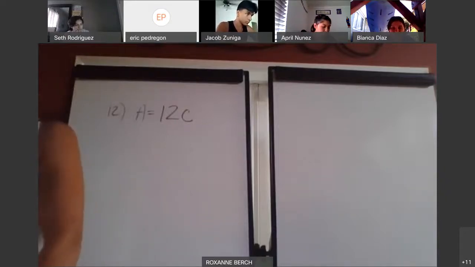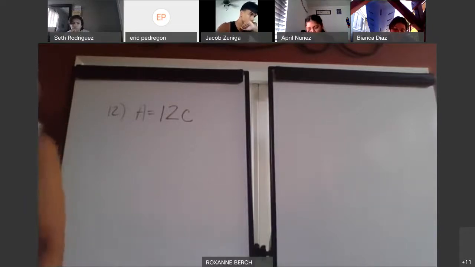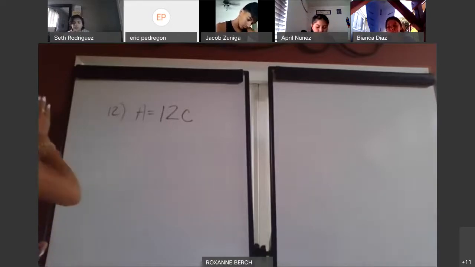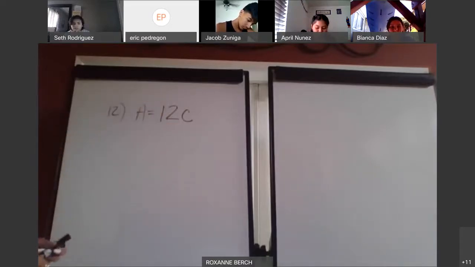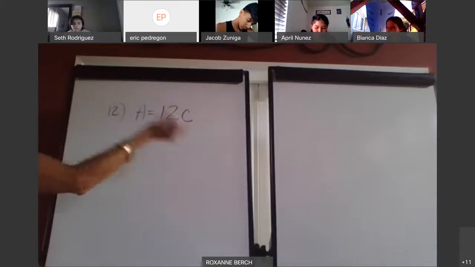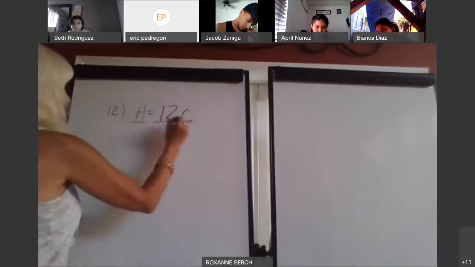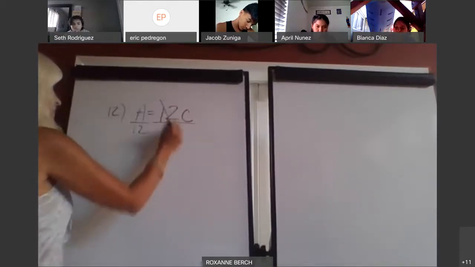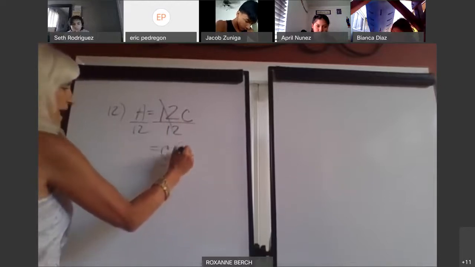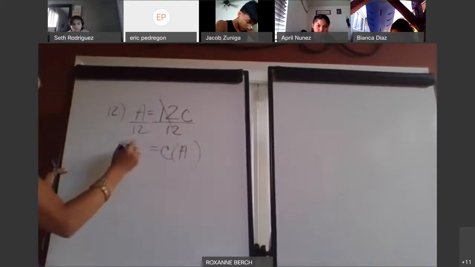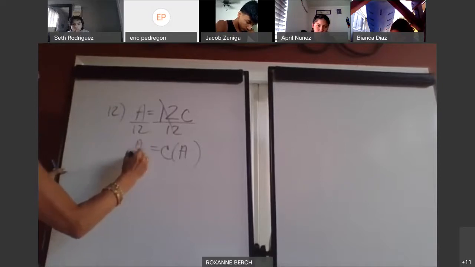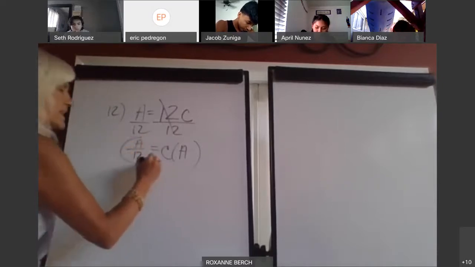And the directions at the top say, for the given function, determine the domain, then find an equation of the inverse. So remember what I said. When you're working word problems, all you do is solve for the opposite variable. That's all you do. Just like what I said. You solve for C in terms of A. So A over 12. So that is the inverse.